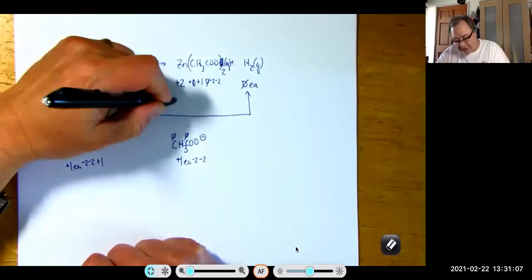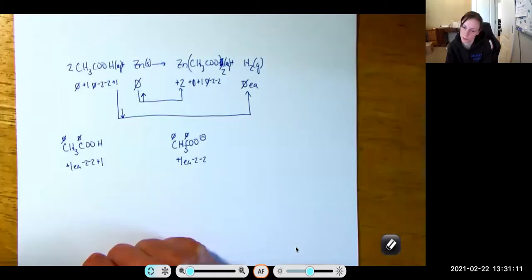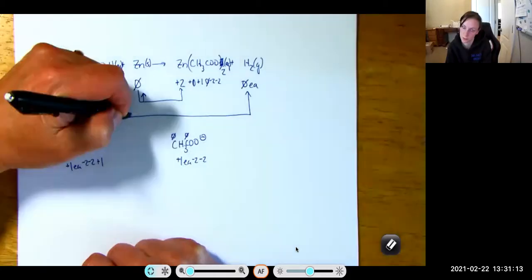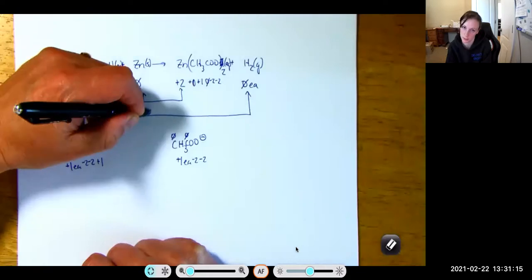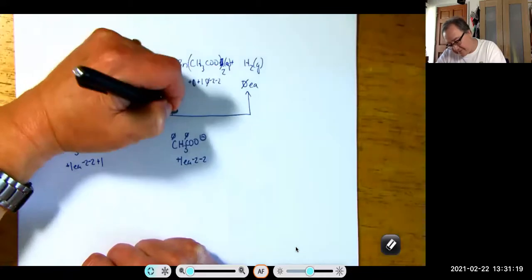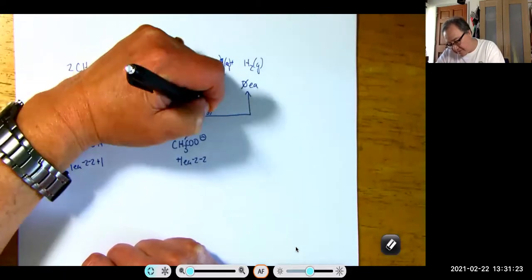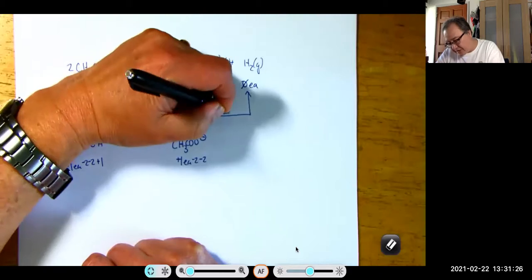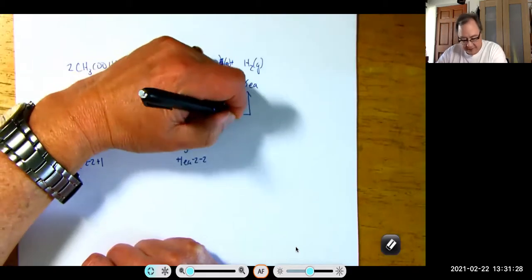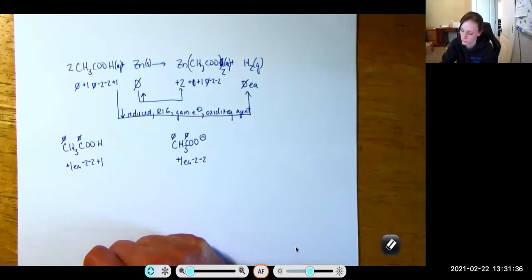Okay, so I like to start with decrease because decrease means reduced, reduced means gain, oxidizing. Right. So it's the oxidizing agent. And remember how we talked about acids in general are oxidizing agents? Yeah. Well, this is an acid and it's an oxidizing agent.